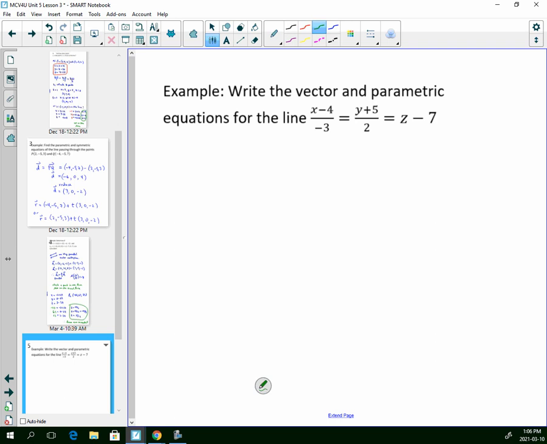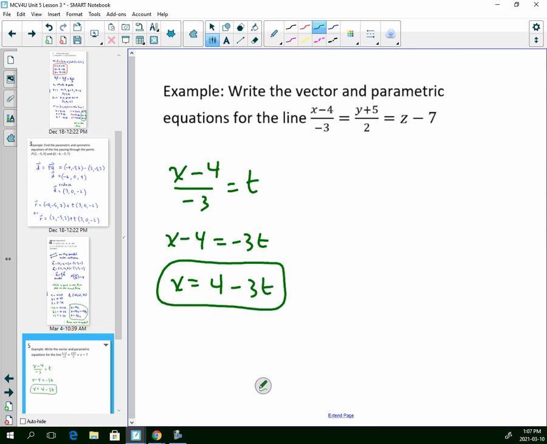This one's a pretty simple one. Just write the vector. It's given in symmetric form, so you just want to be able to take the symmetric and write it in vector and parametric. So remember that each of these equals t, right? When we write it in symmetric, they are isolated for t. And so I would get x minus 4 equals negative 3t, and x equals 4 minus 3t. So there's 1. And then I would do the same with the y. That equals t, so y would equal negative 5 plus 2t.